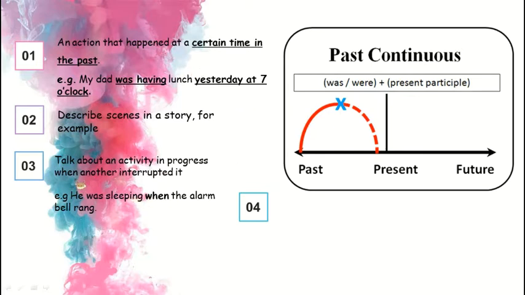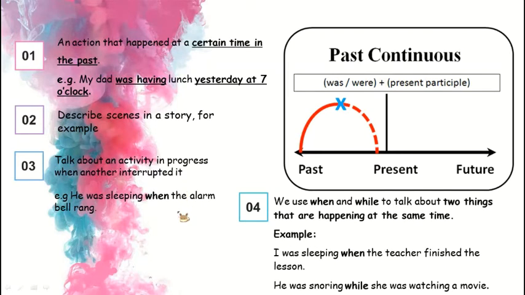Now I can also use the past continuous for two actions that were happening together at the same time. Okay, so how do I use it then? I use it with when and while. Okay, so if I want to talk about two actions happening at the same time in the past, I use when and while with the past continuous.